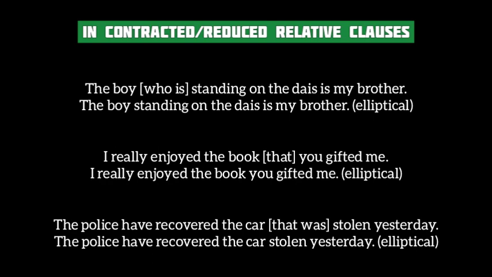For example, in the sentence, "The boy who is standing on the dais is my brother," "who is standing on the dais" is the relative clause. Now, even if I omit the relative pronoun "who" and its auxiliary verb "is," the meaning of the sentence is still clear and obvious. So here the elliptical construction is: "The boy standing on the dais is my brother."